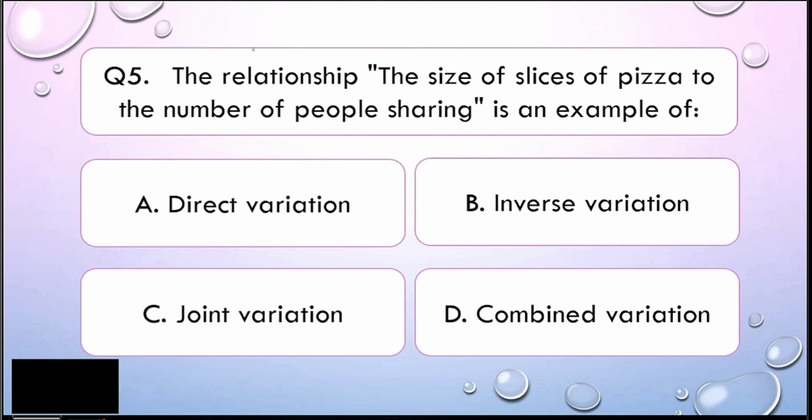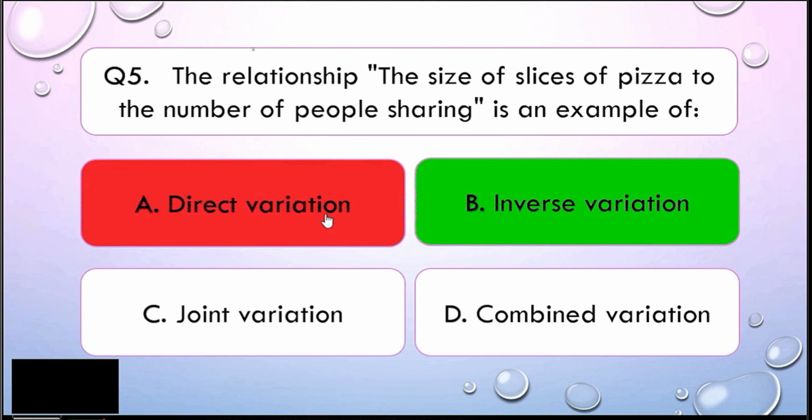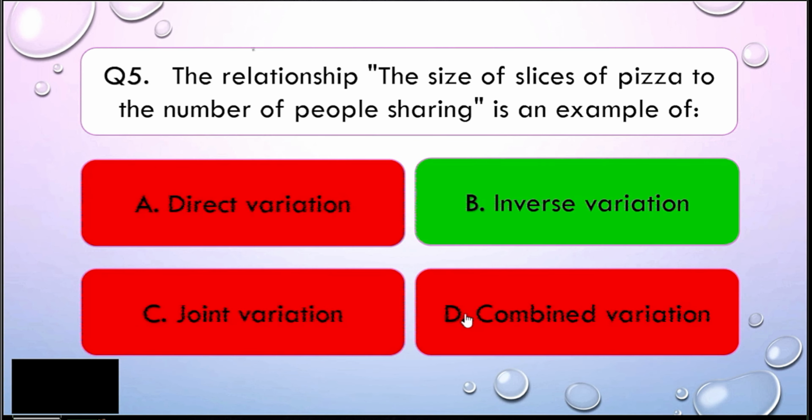Alright, math learners, so we have here the size of slices of pizza to the number of people sharing. Now, let me ask you, my dear math learners, if there are more people sharing, what do you think will the size of the pizza become? Alright, the size of the pizza will become smaller. While if there are few people, the slices will become larger. So basically, the relationship is opposite. And if we are talking about opposite relationship, that talks about letter B, the inverse variation, which states that when one increases, the other one decreases, or when one decreases, the other one increases. Easy, right? Very easy, my dear math learners.